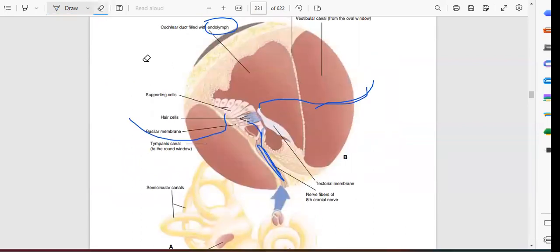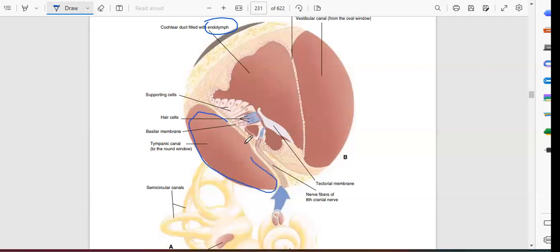You can see here, what will happen if the hairs are touching the eighth cranial nerve? It will produce some pressure. The sound waves are coming and touching the hair cells, and the hair cells are touching the eighth cranial nerve. So it will produce some pressure, and we have to release the pressure. The pressure is released by this window.